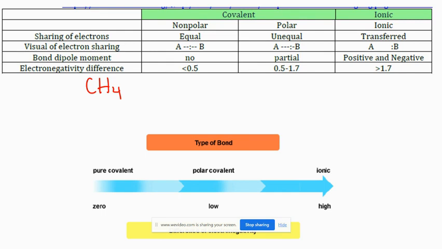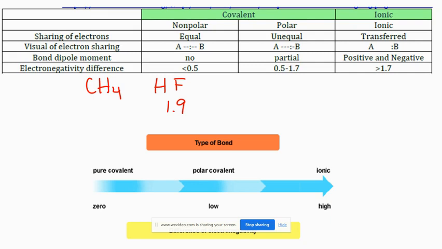If we have something like HF, hydrofluoric acid, then this would be, what is that? 2.2, so it's a 1.9 electronegativity difference. Okay, very polar, very, very polar. Almost to the point where it's ionic.